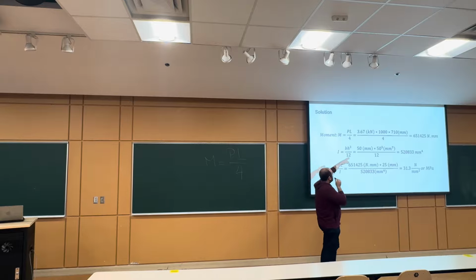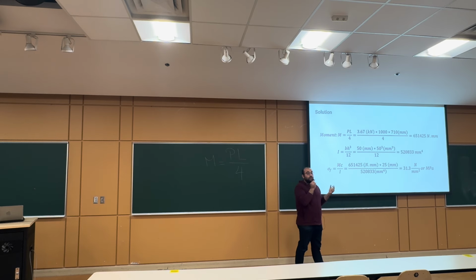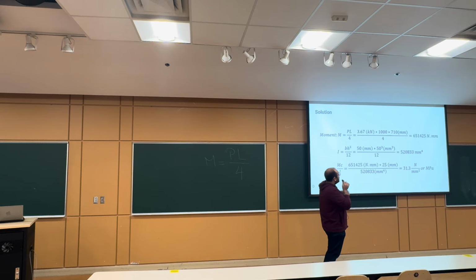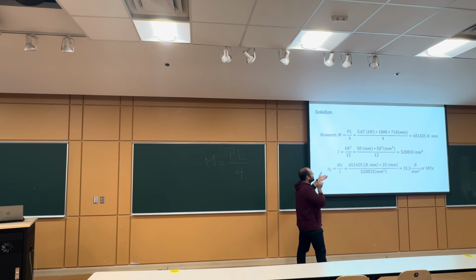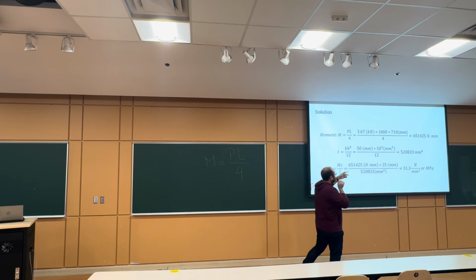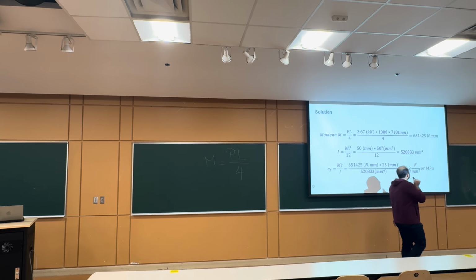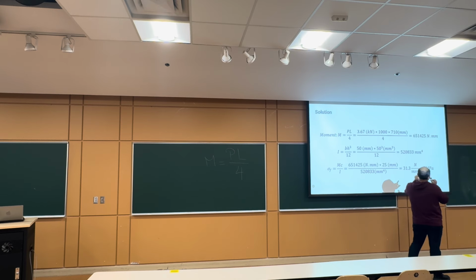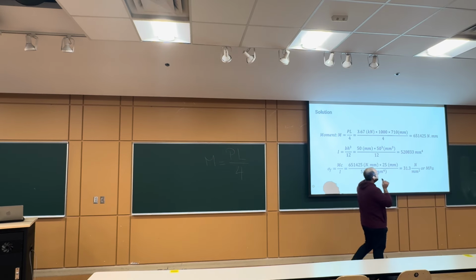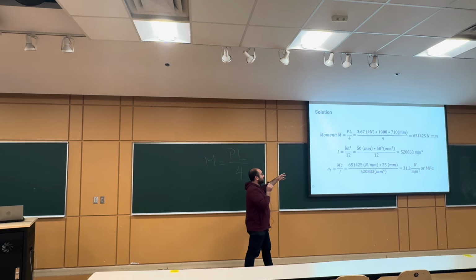So, the maximum load is 3.67 kilonewtons. That has to be transformed into newtons, so we multiply it by 1,000. Then this is multiplied by the span length, which is 710 millimeters, divided by 4, to get the moment of 651,425 Newton millimeters.